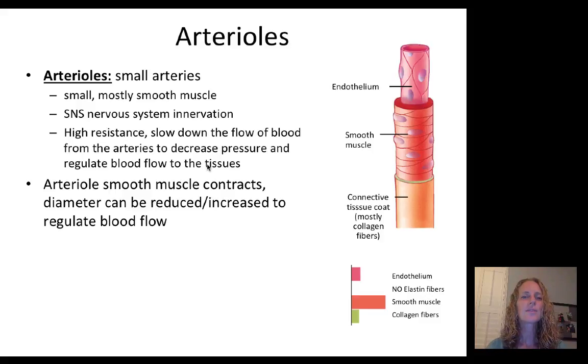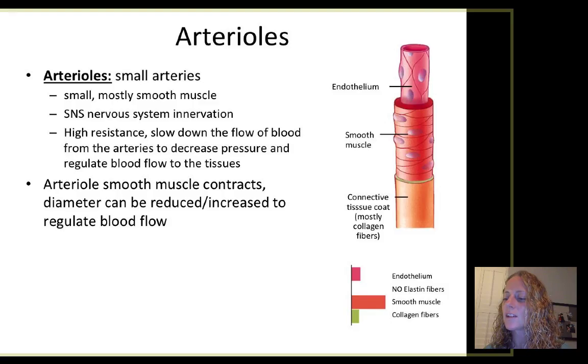The arterioles are small arteries. They're mainly smooth muscle, and they have sympathetic nervous system innervation, as do all of the other arteries, but they're especially responsive to this innervation because they're very high resistance. So in response to this nervous system innervation, they can slow down the flow of blood from the arteries to decrease pressure and regulate blood flow to the tissues.